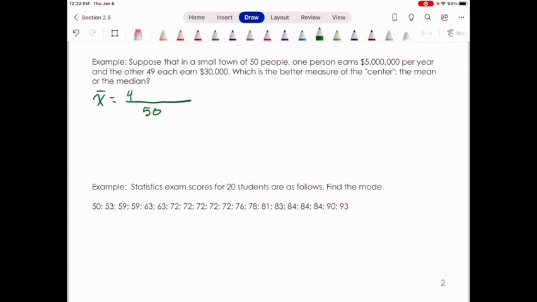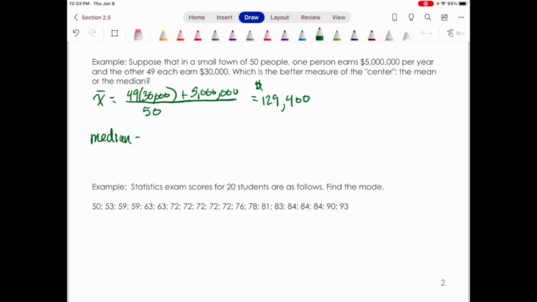Well, there's 49 of the 30,000s, so I would add 30,000 49 times. And then I would add in the 5 million. When I find that average, I'm going to get 129,400 for their yearly salary. Because that 5 million is thrown in there, it's throwing the mean way off.